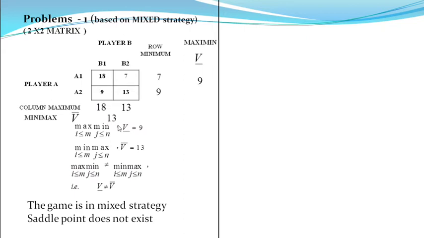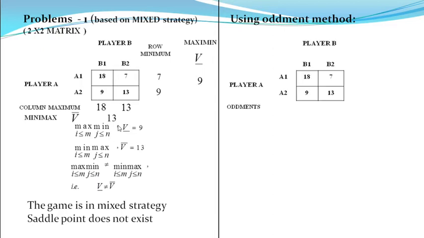So to find the value of the game, we use the oddment method. How to find the oddments of the pair of matrix? First, write the pair of matrix, and we have to find the oddment for each and every player. For finding the oddment of the A1 strategy, you need to find the absolute difference of 13 and 9. 13 minus 9 gives 4.